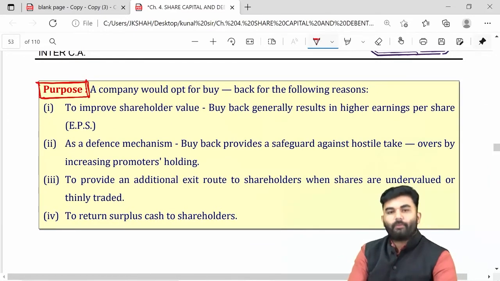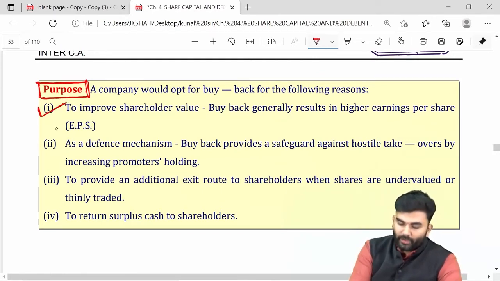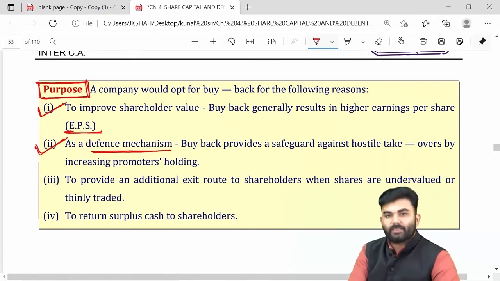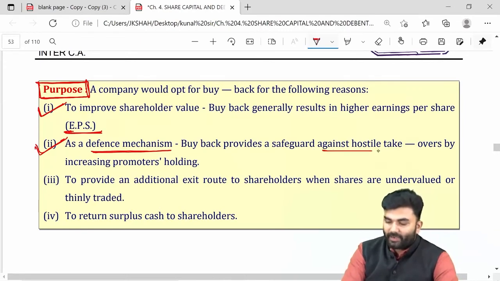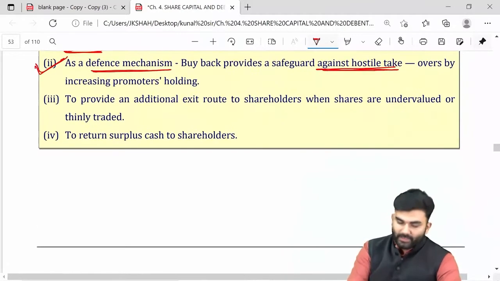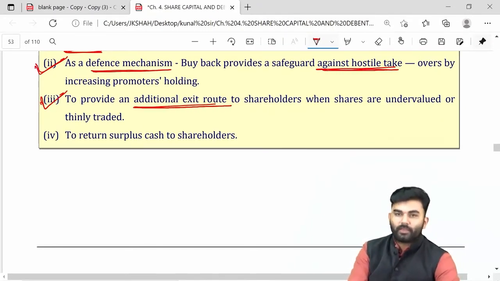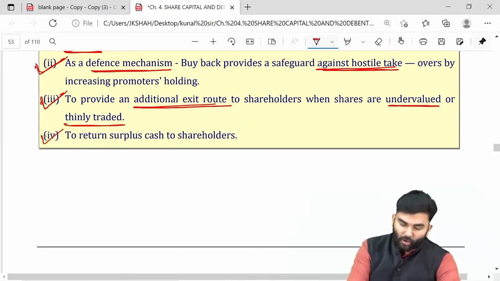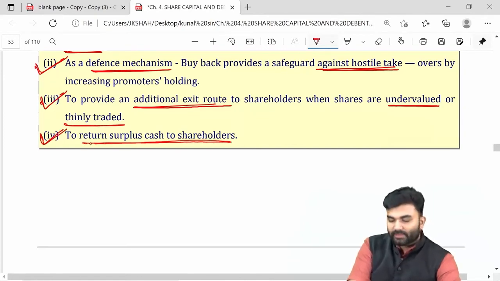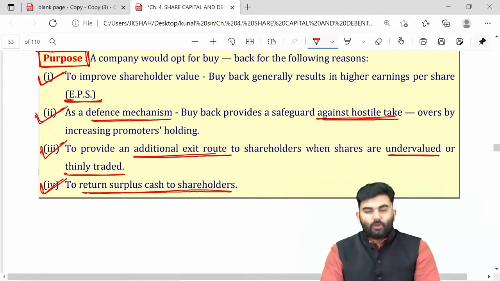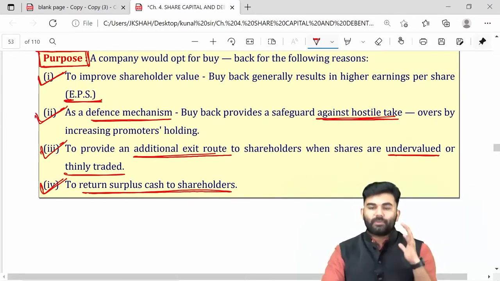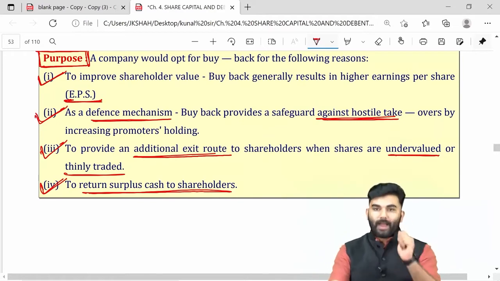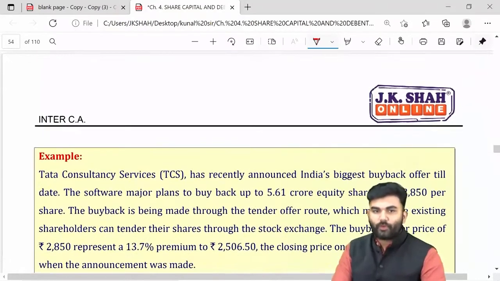The purpose for going for a buyback is, number one, to improve earning per share. Or else the second reason will be to act as a defense mechanism, wherein it will be acting as a safeguard against hostile takeovers. Or else the third reason can be to provide an additional exit route to the existing shareholders because the shares are either undervalued or they are thinly traded. Or else the company wants to return surplus cash to the shareholders. So this might be the purpose for which the company will be going for a buyback.